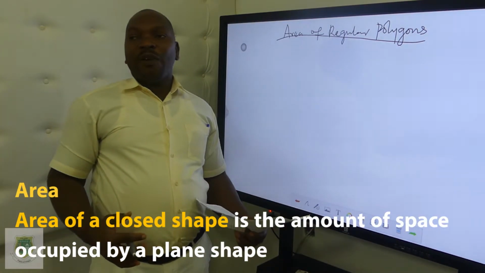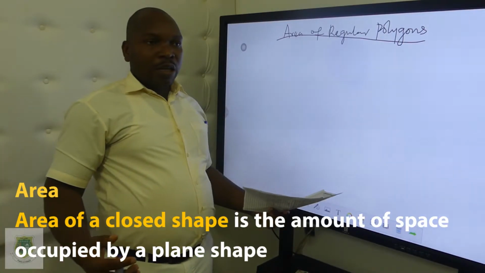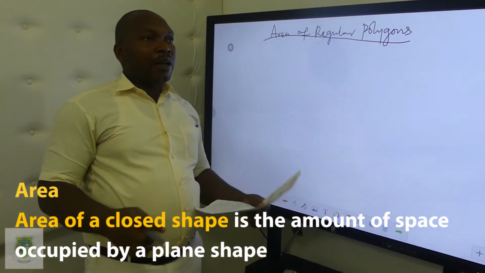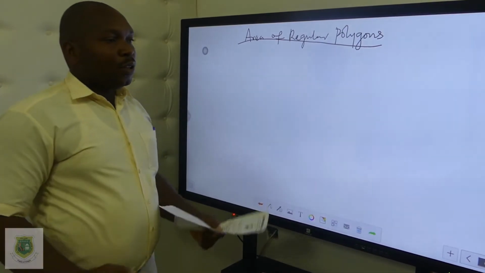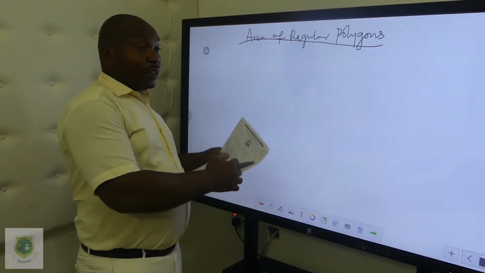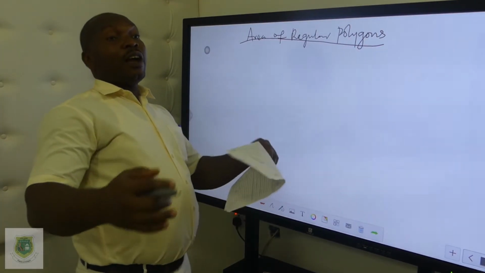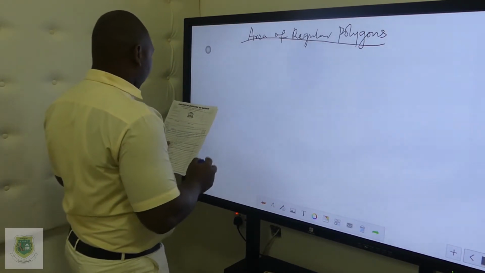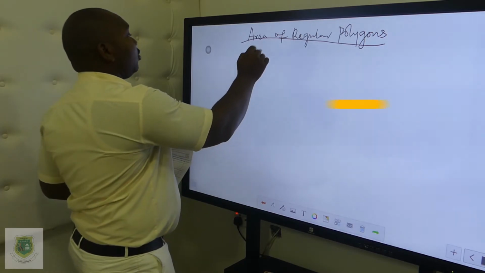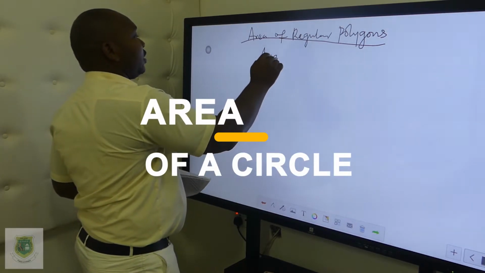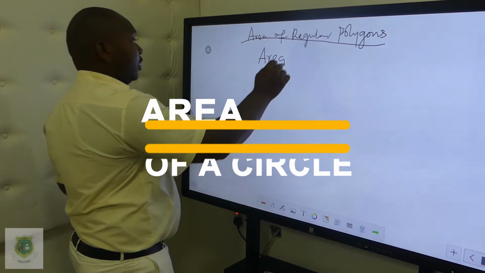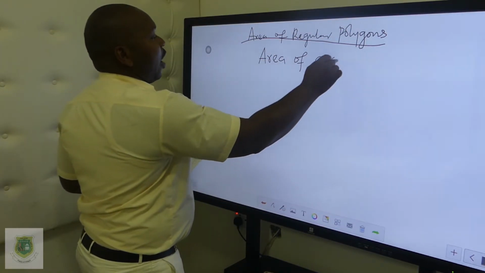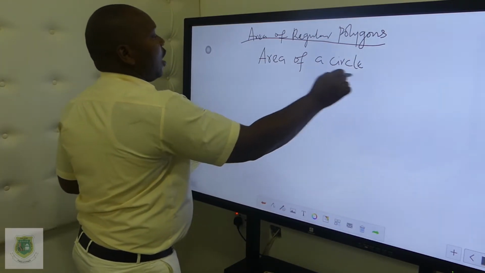So the area of our classroom, which seems to be square, after this topic, we'll be able to measure the area of our classroom. Okay. The area of a circle. How do we get the area of a circle? The circle will be the first thing to be treated here. The area of a circle. How do you get it?